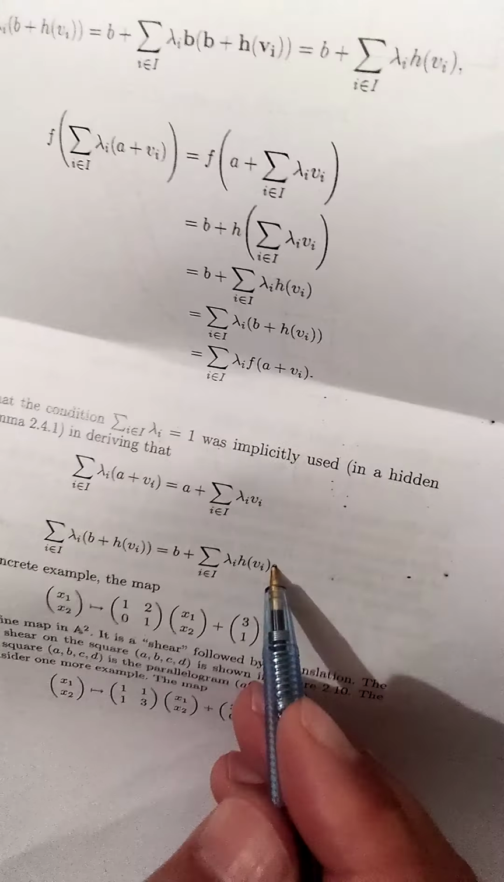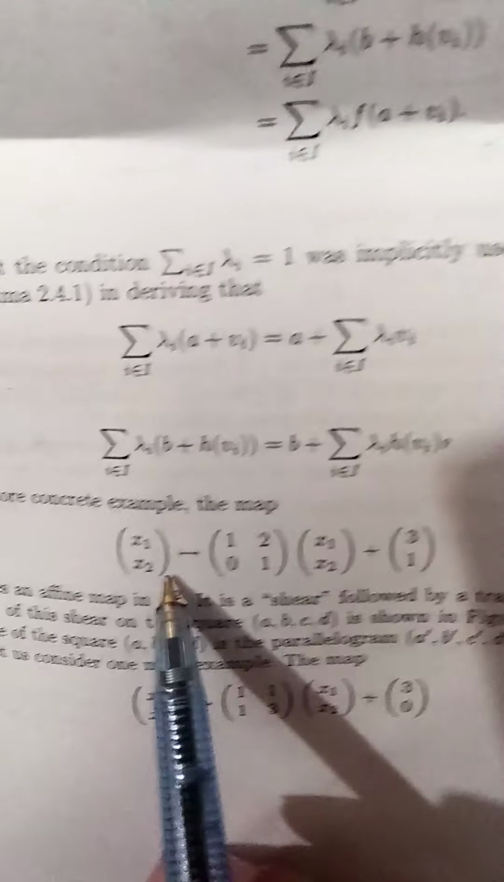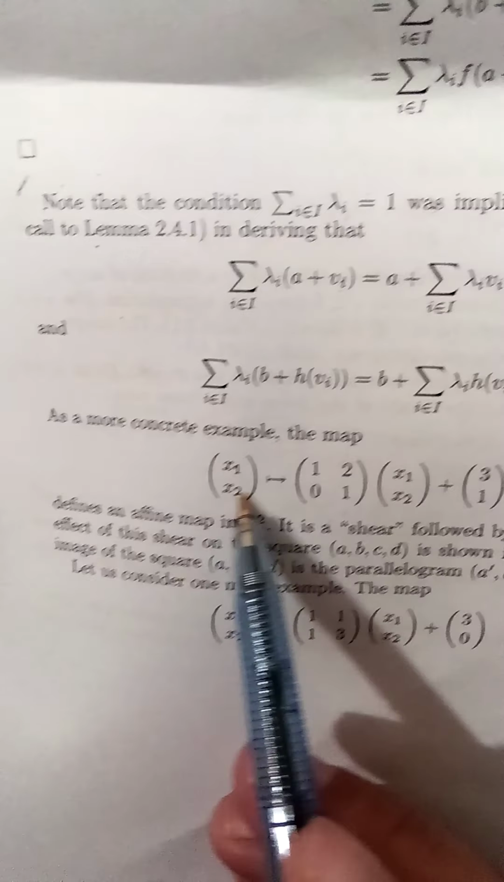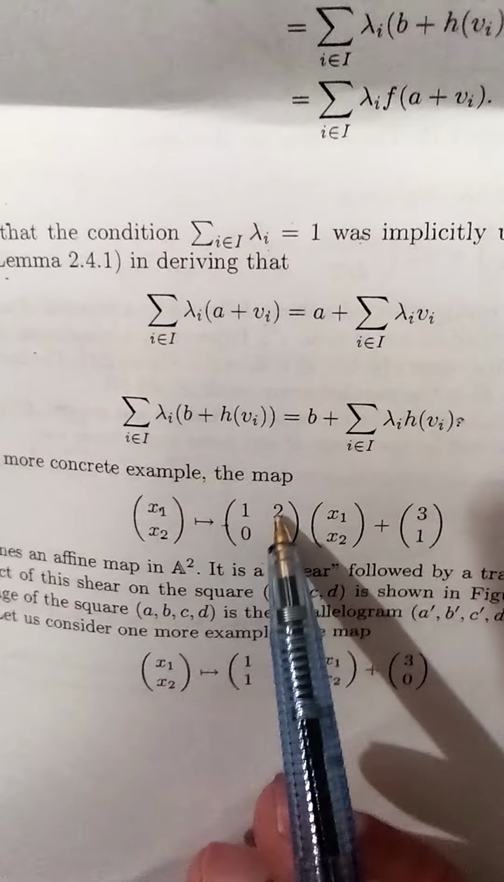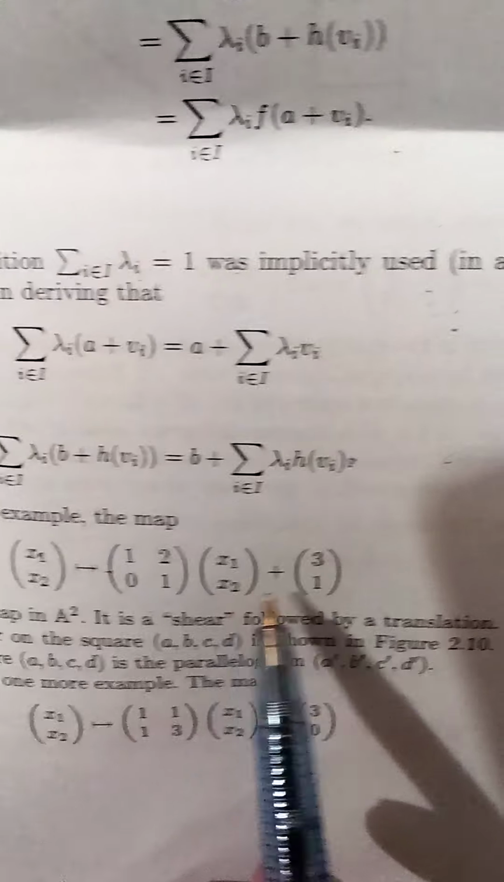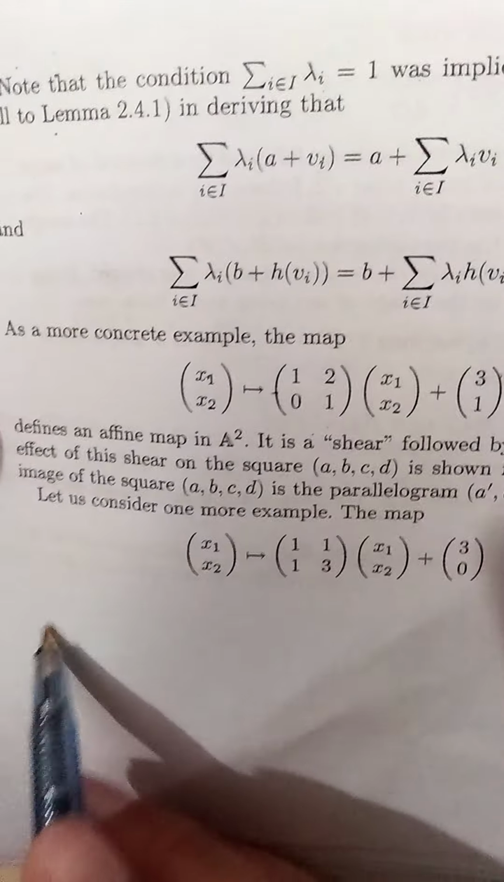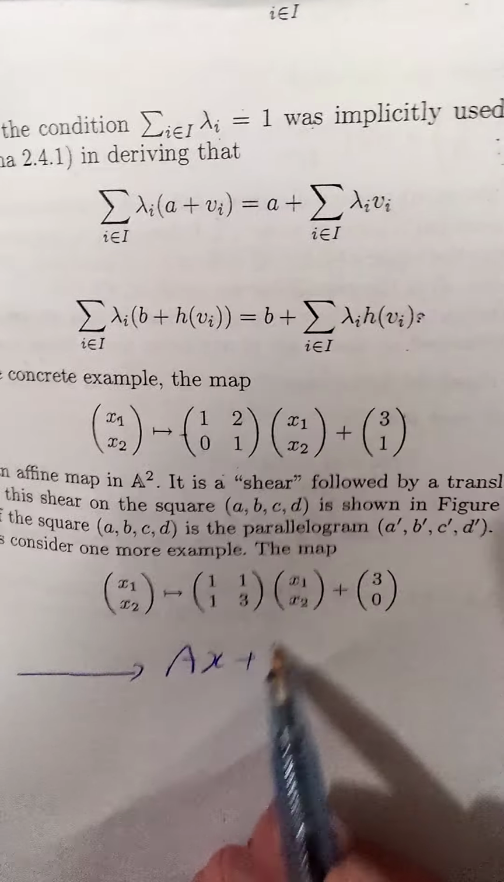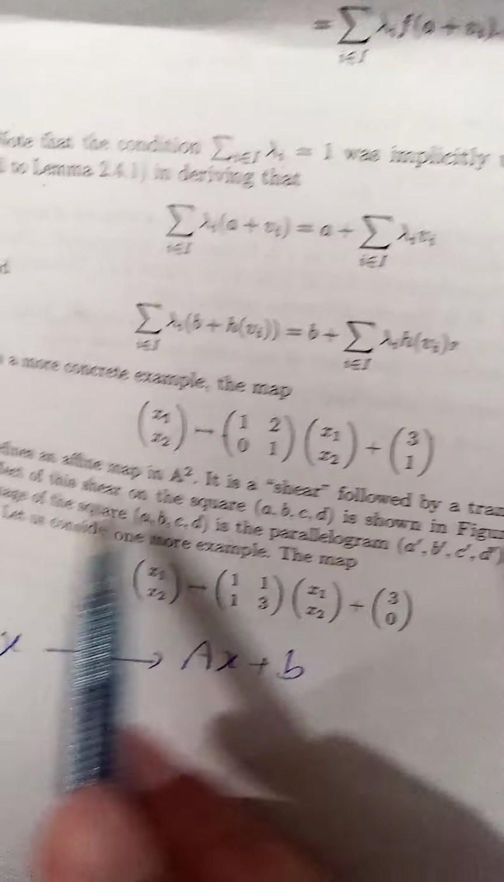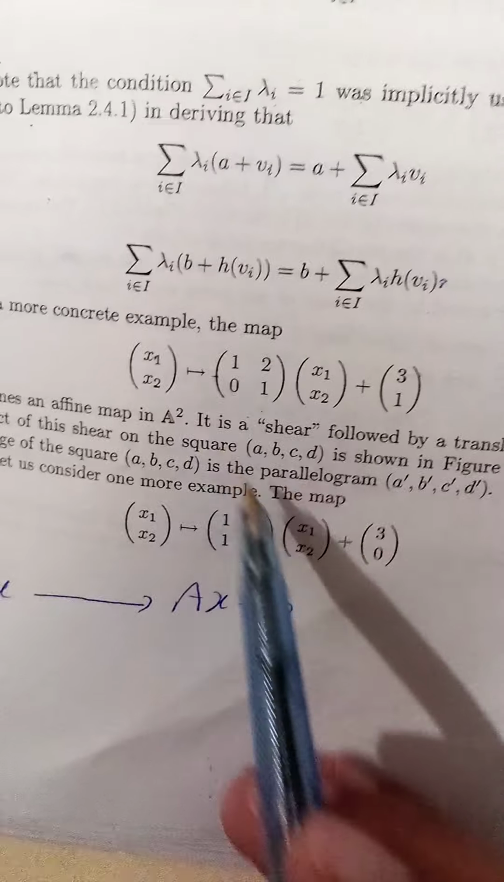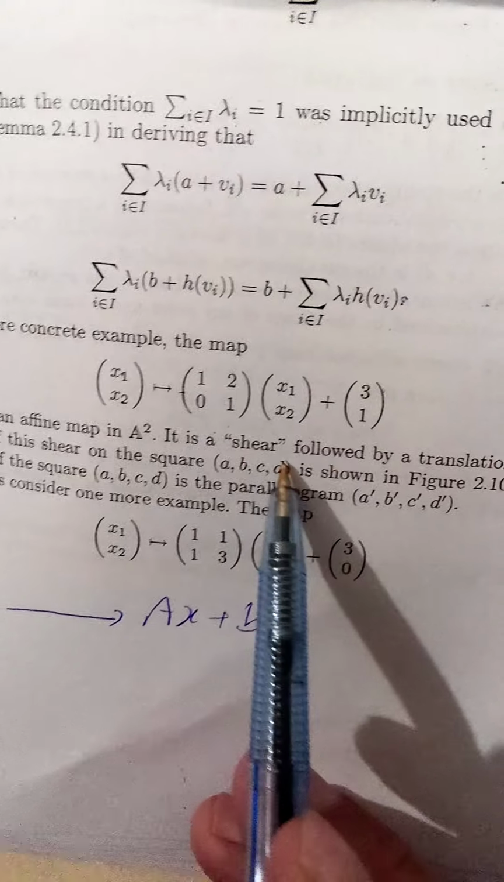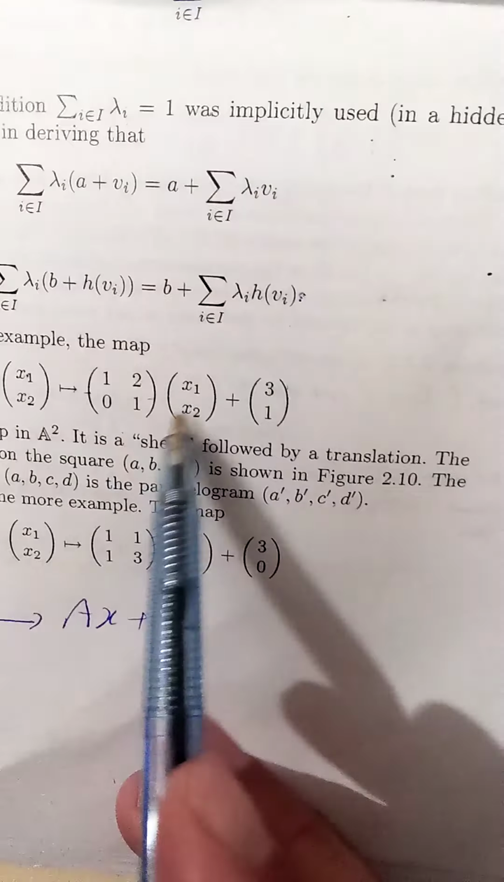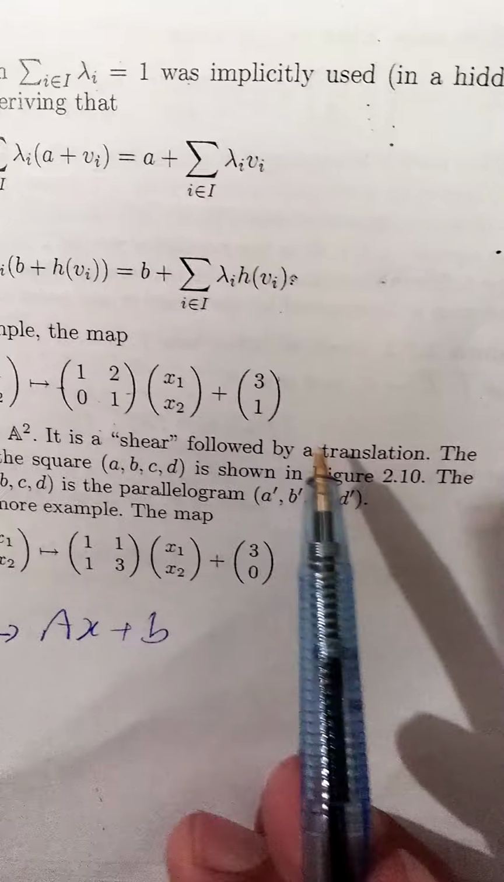Now we define a concrete example. Say this is an affine map which takes the column vector x1, x2 to the square matrix 1 2, 0 1 times x1, x2, plus a translation. Here we denote this as x maps to A x plus b. This is in the affine Euclidean plane. It is called a shear followed by a translation.